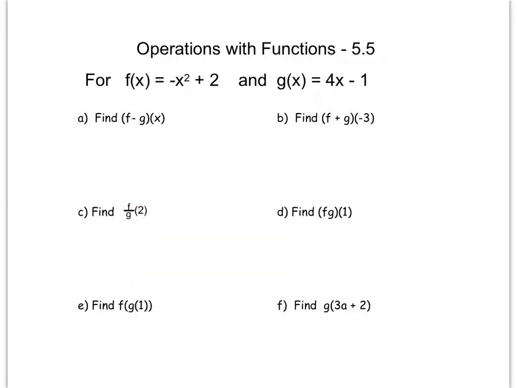Alrighty, you guys try these ones right here. If f of x is this quadratic function, an x squared function, negative x squared plus 2, and g of x is 4x minus 1, you guys try doing these operations right now. I shall be right back. F minus g of x. F plus g of negative 3. So just plug negative 3 into our answer when we're all done. F times g of 2. I'm sorry. Good thing I can read. F divided by g of 2.